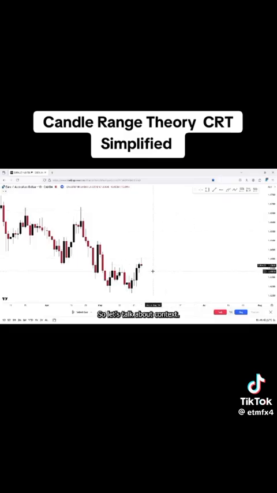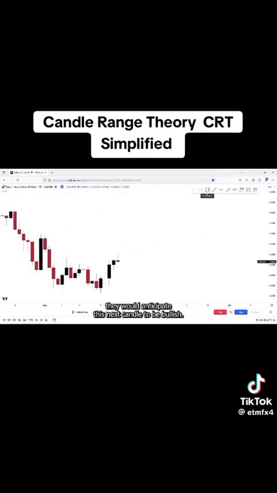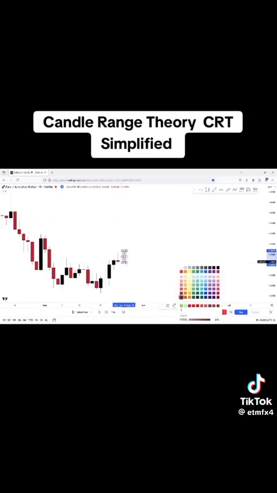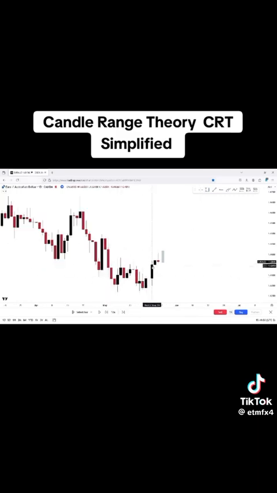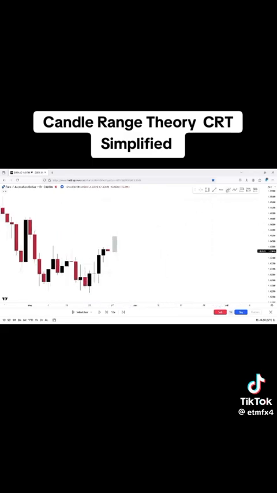So let's talk about context. As you can see here, if you ask a lot of retail traders, they would anticipate this next candle to be bullish. Why? Because they would think that this is a character change and now this is the start of a bullish trend. Not only that, they would think that this is a rally, drop, rally.